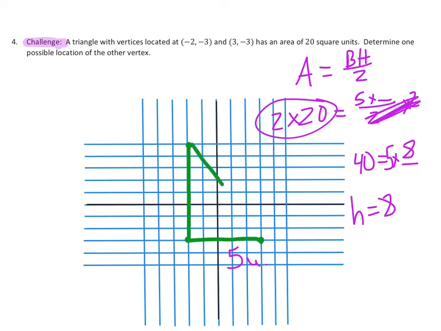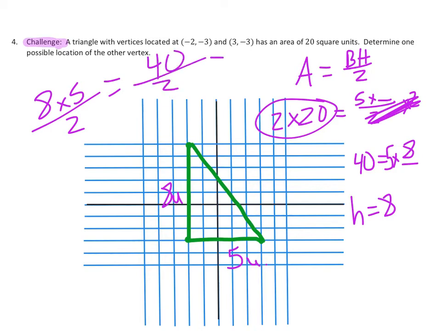Boom and boom. So if that's 8 units, and I'll double check it again, but I'm pretty sure it's going to be 8 units. Let me change my thickness here. 1, 2, 3, 4, 5, 6, 7, 8 units. Yep. If we did 8 times 5 divided by 2, wouldn't that be 40 divided by 2? And wouldn't that be 20, right where we wanted to go?